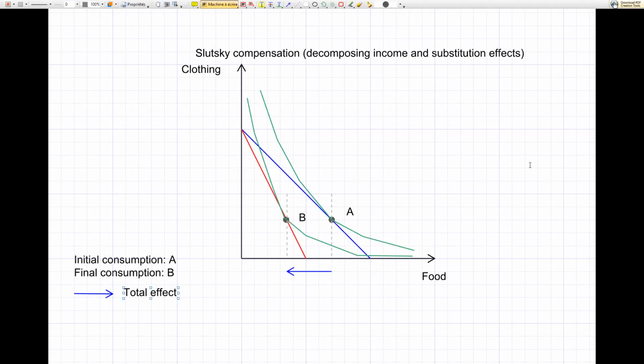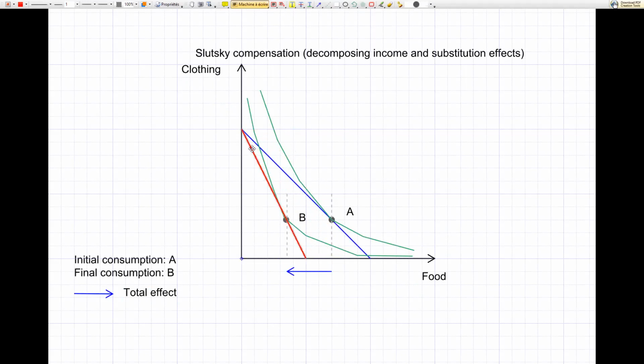So what we want is to see what happens to the consumption of food when there is purely a change in income and when there is purely a change in the relative price of food relative to clothing. And here is the nice trick that Slutsky proposed. So Slutsky was just a nice researcher.